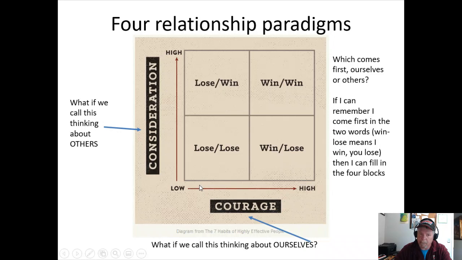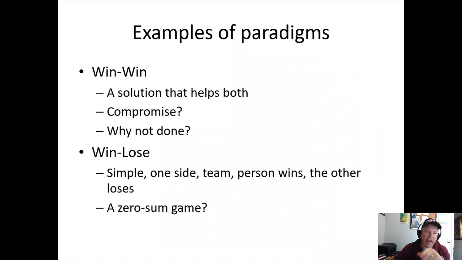Okay? So let's look at all four of those and maybe expand it even just a little bit more. Get some concrete examples of when this would happen. Win-win, the idea of compromise. A solution that helps us both. No, we don't get everything we want, but we get a good piece of it, and both of us get something out of this situation. Okay? Why is it not done more?